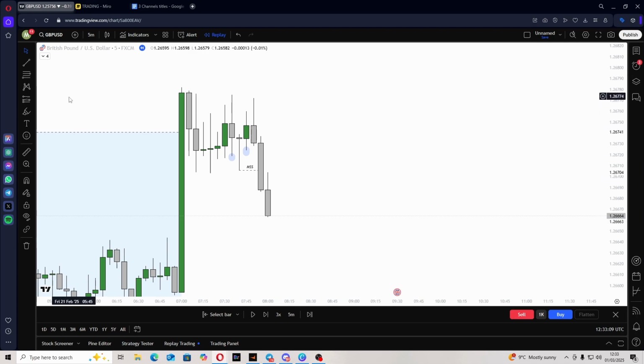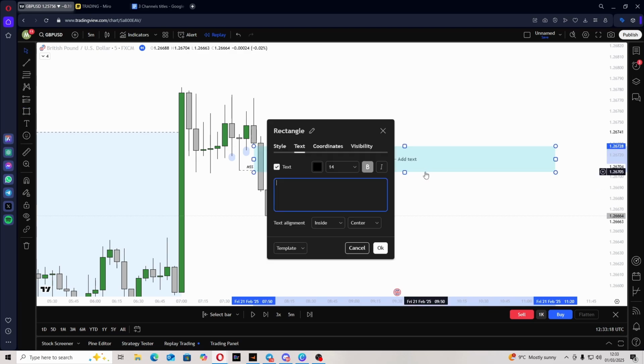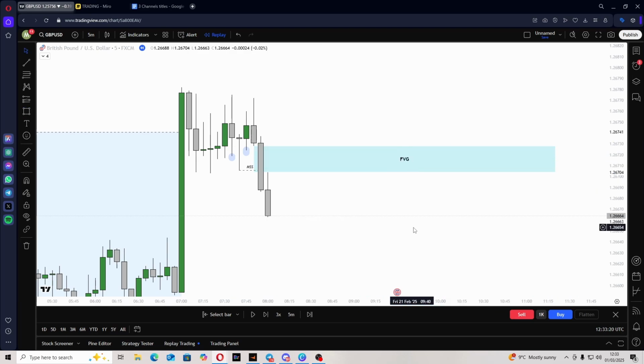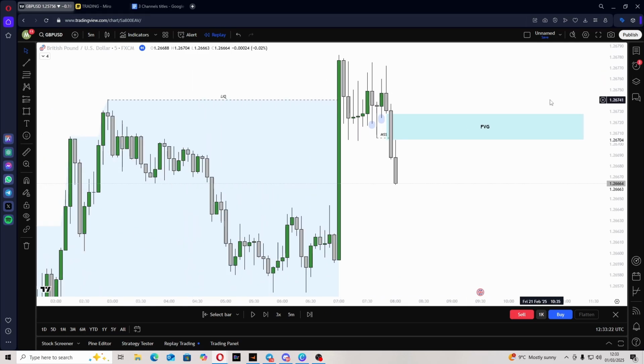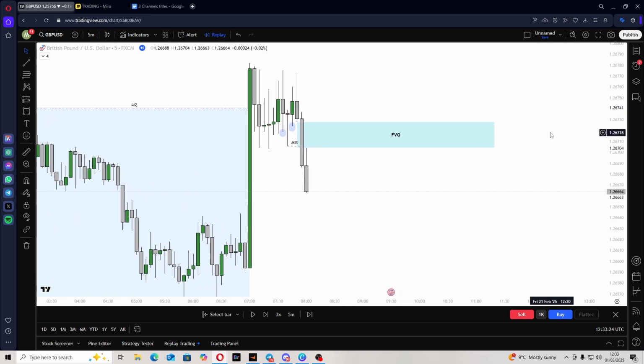But anyway, let's mark out our first FVG. So this will be right here. This is our fair value gap. So now let me just put a text. It's our fair value gap, and once we actually got this fair value gap, now it's very simple what we need to do from here on out.